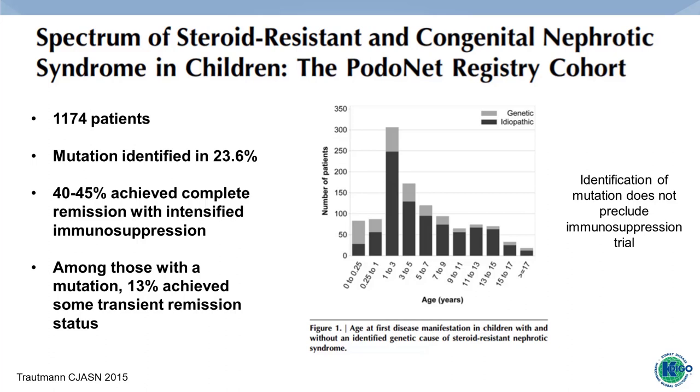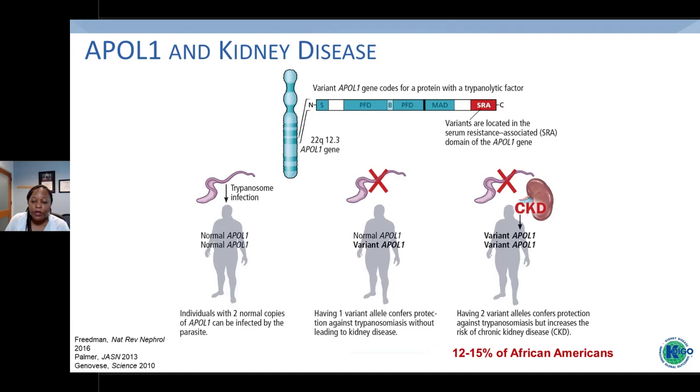So identification of a mutation does not completely preclude an immunosuppression trial, but it certainly should tailor how aggressive you are and how long you expose somebody before you expect to see some sort of response. We still want to be mindful of avoiding unnecessary prolonged exposure to immunosuppressive therapies. So moving from the realm of suspected causative podocyte-specific mutations to now more risk alleles, we're going to enter this discussion about APOL1 and APOL1-associated kidney disease.